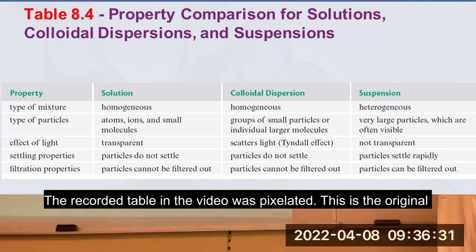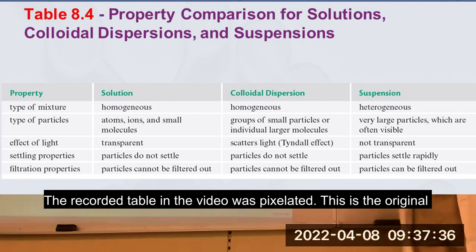Okay. So this is a one-stop shop comparison of solutions, colloids, and suspensions. And we're not going to spend a whole lot of time on it because we beat this horse to death already. We might point out that the types of particles that you find in solutions can be atoms, ions, or very small molecules, like sugar molecules. Colloids will have small particles, or they could have large molecules, but by comparison, the particles are small enough that the energy of the suspending medium can give them enough energy that they don't settle. And then for suspensions, particle size is the difference. The particle size here is an increase for suspensions.